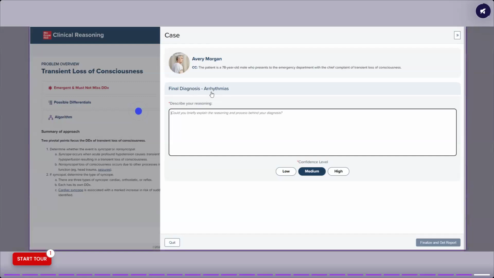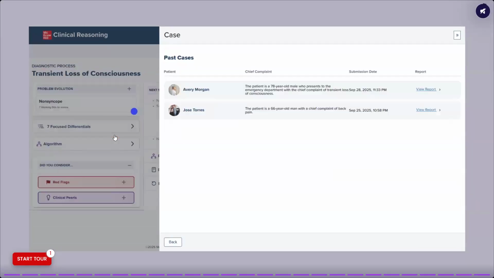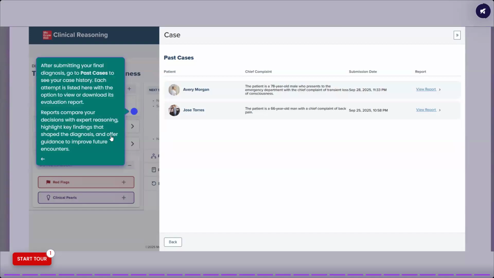When I select my final diagnosis, I also need to provide my confidence level. How confident I am that arrhythmias is what caused Mr. Morgan to have transient loss of consciousness, and why do I have this confidence level? I am highly confident, or it's a low confidence level that I have, and what is the reason for this? So after I've submitted that information, I will receive the feedback report that I mentioned earlier. And every time I complete a case, my report will be saved under past cases. So I can always go back and review these when needed.